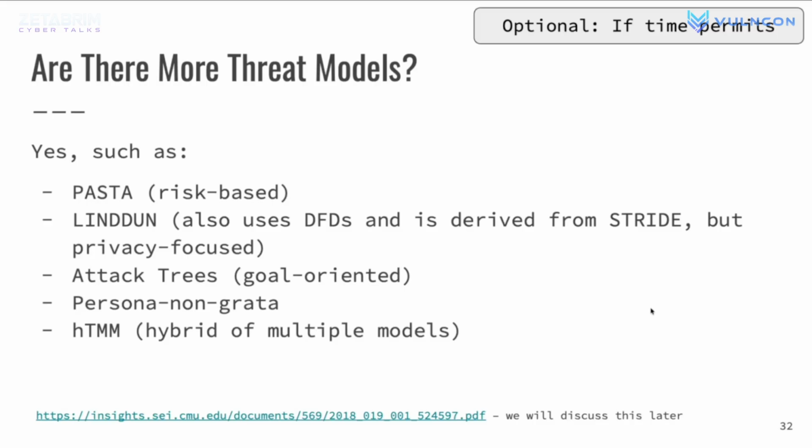Okay, so there's LINDDUN, which is basically one simple way to look at it is STRIDE and a log for privacy. Attack trees are useful to help you figure out, especially in an environment where there's a certain crown jewel, what it takes to get to the crown jewel. Okay, and then there are a few other methods. And hybrid threat modeling method, as you can see, is the last one. It's actually a combination of different threat modeling methods. So you can actually mix and match these where you believe that you can see complementary views.